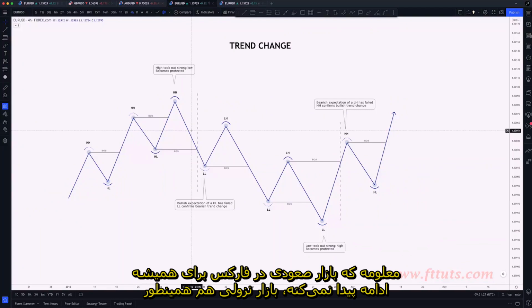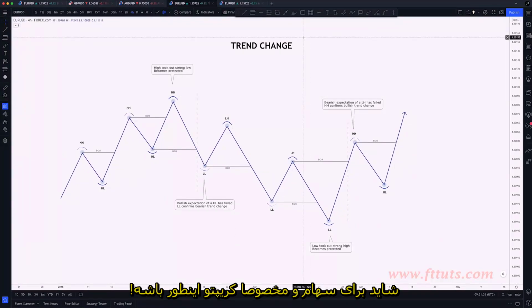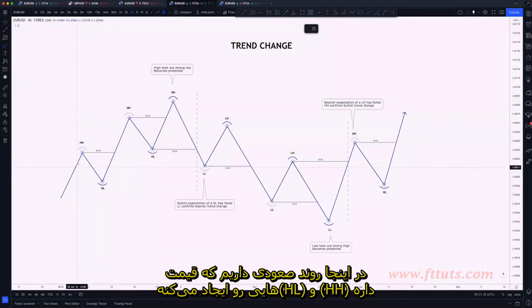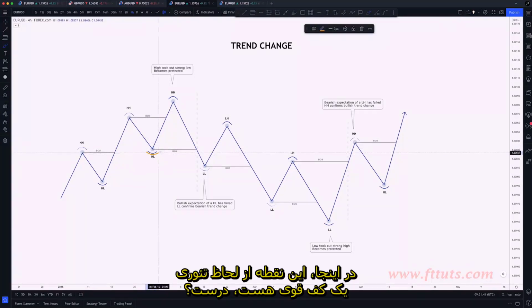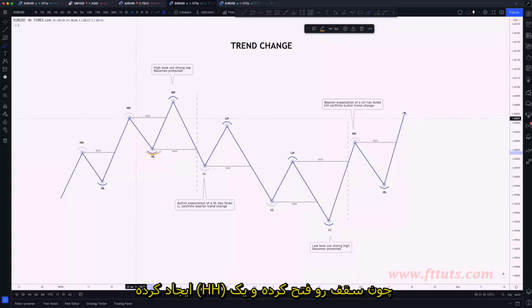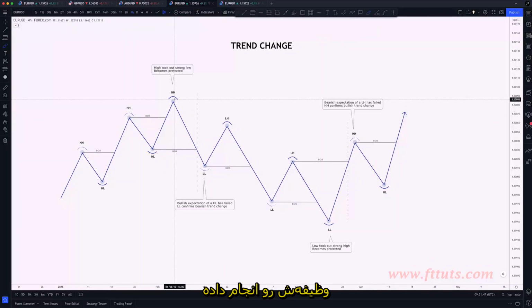So, trend changes. Obviously, a bullish market doesn't last forever. A bearish market doesn't last forever. Well, especially in Forex; maybe if you trade crypto or stocks, it's just bullish forever. But anyway, we have a bullish market. Price is making higher highs and higher lows. Now, at this point here, this low in theory is a strong low because it did what? It took out that high and made a higher high. So it did its job.